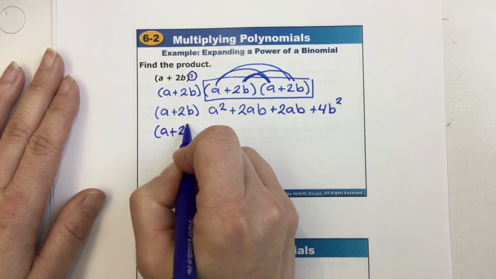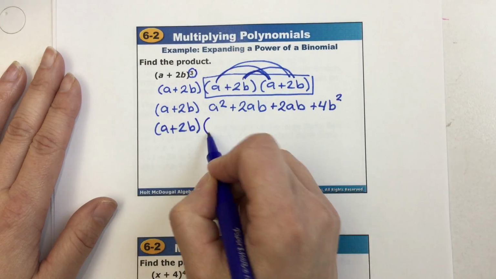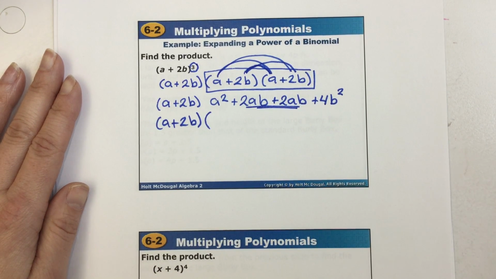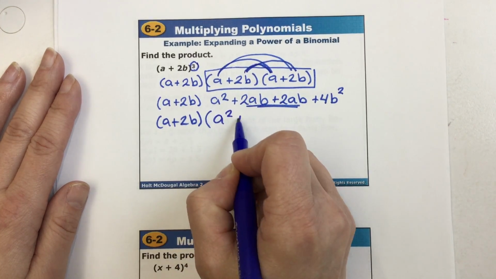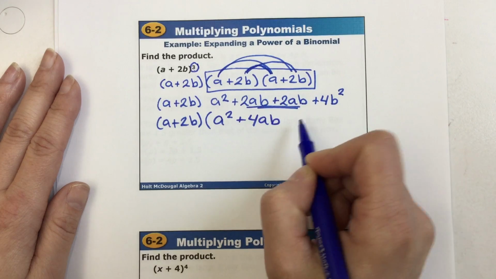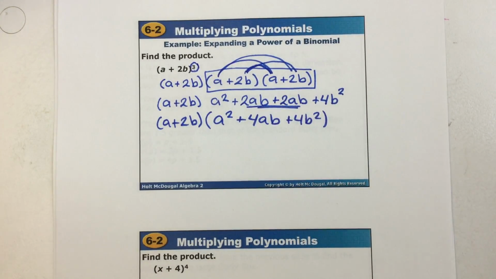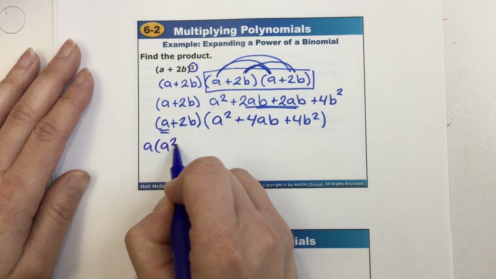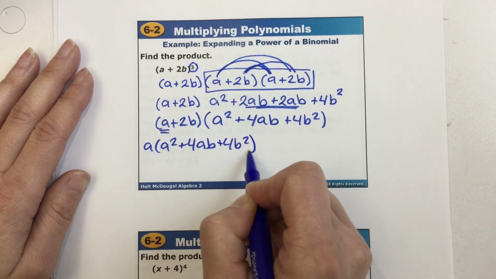Again, I'm just going to rewrite my first a plus 2b. I want to make sure that I don't forget about it. The middle two terms are like terms because they contain the exact same variables. They both have one a and one b. So I can combine them, giving me 4ab plus 4b squared. Now we are right back to the skill that we were just practicing. A has to go into the entire second group. A squared plus 4ab plus 4b squared.